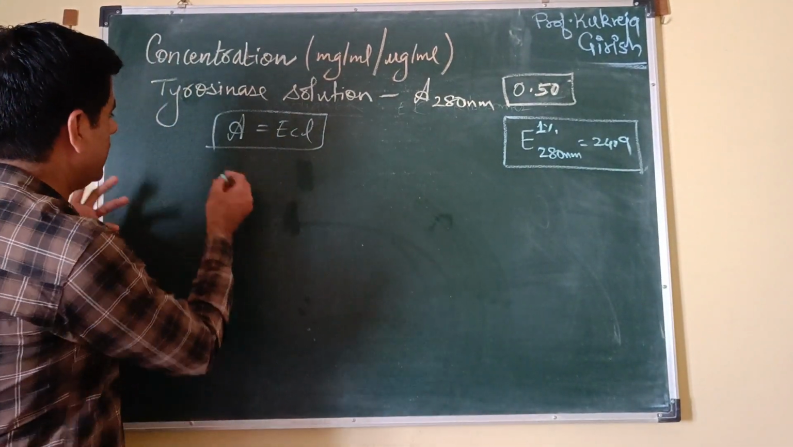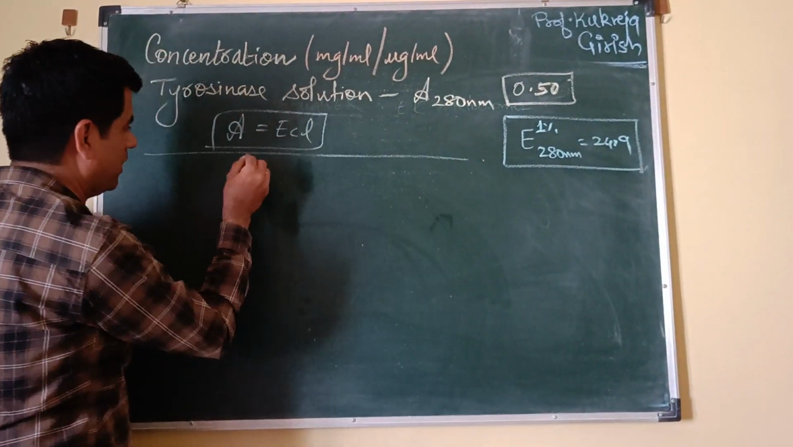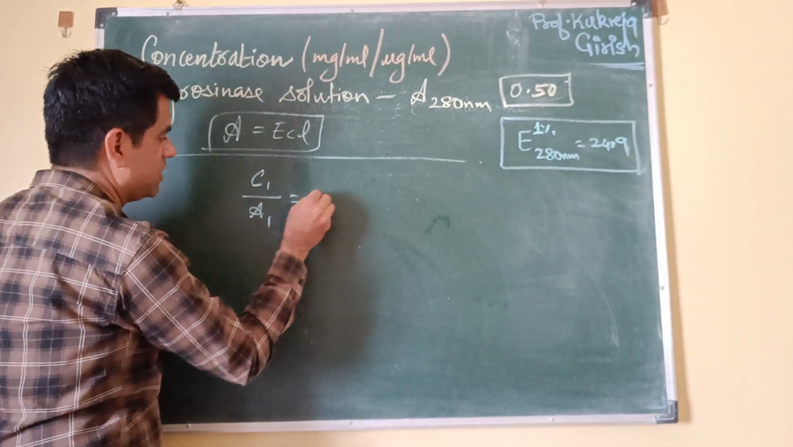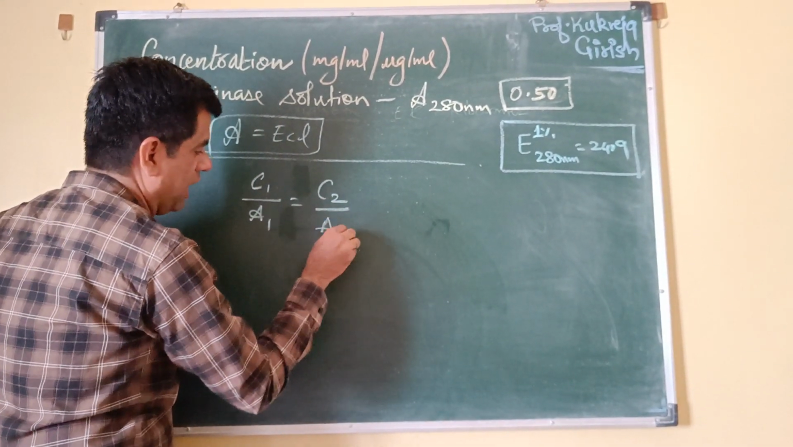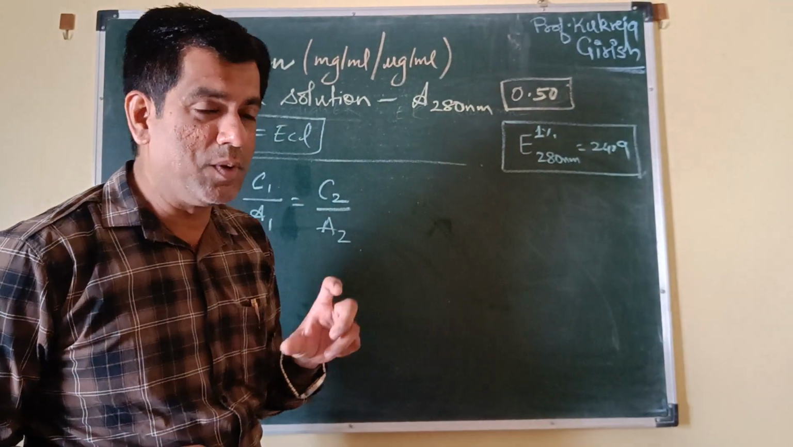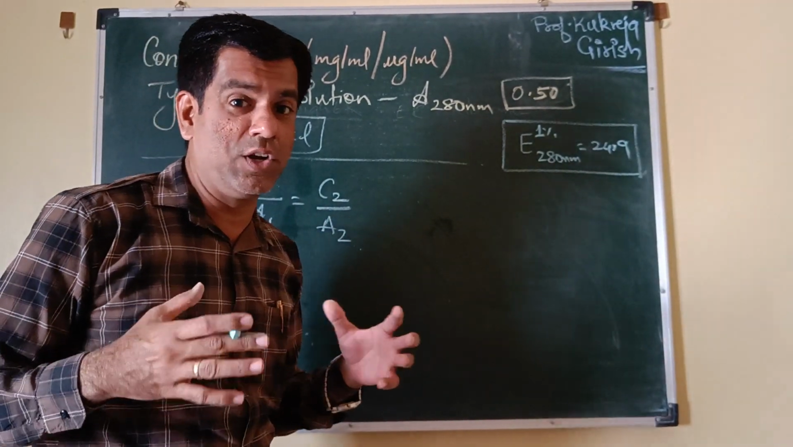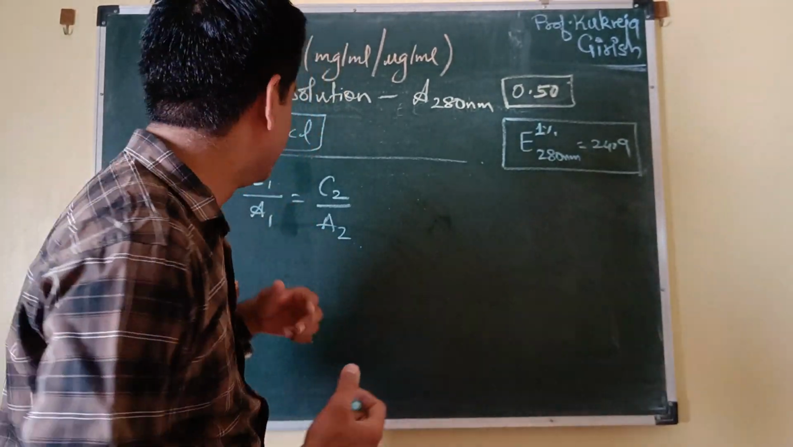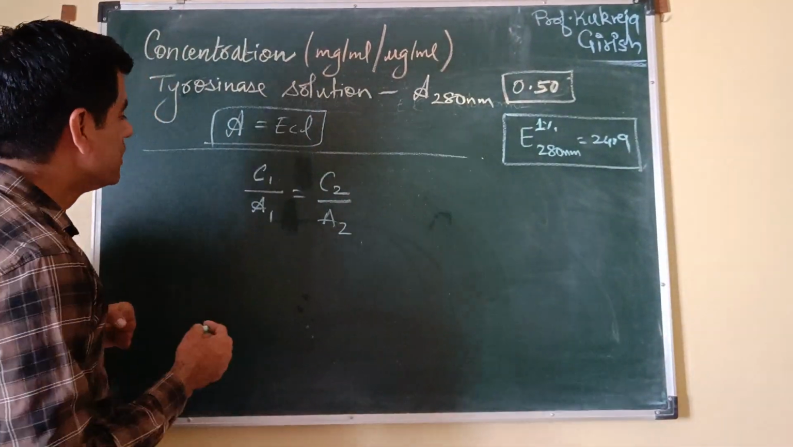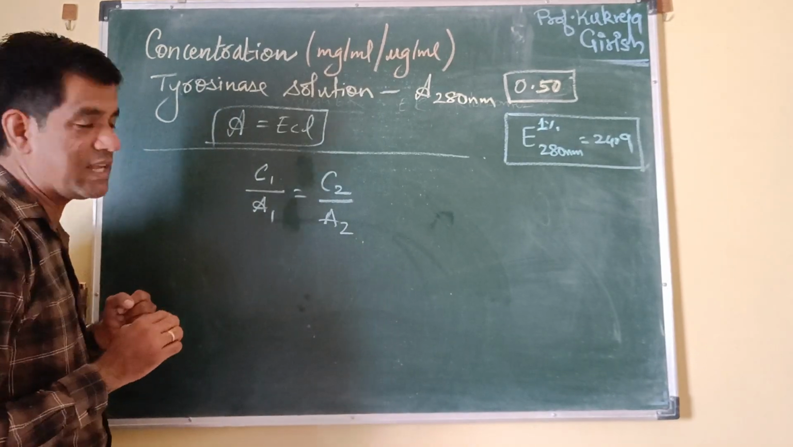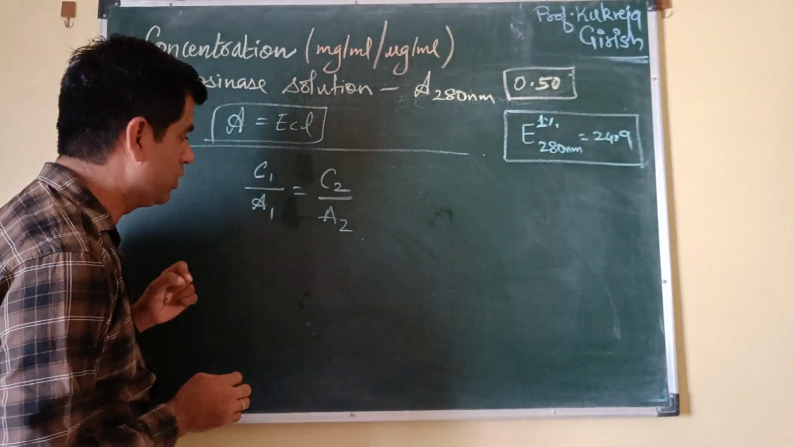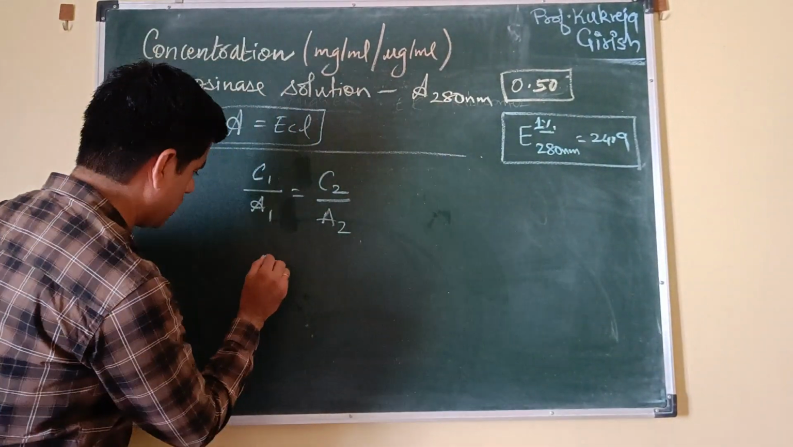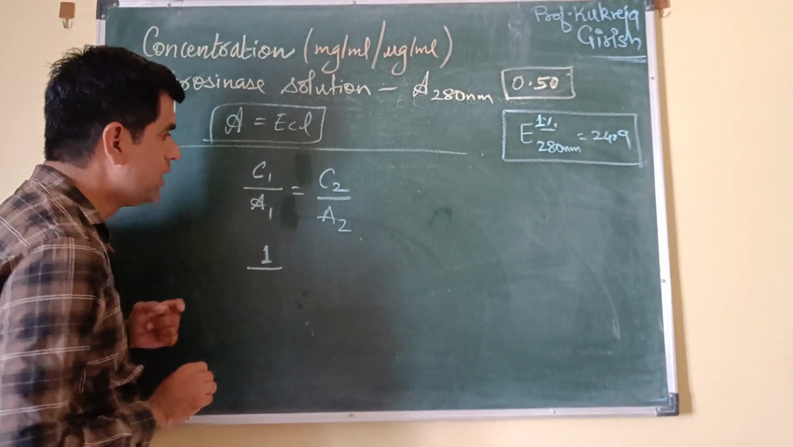Anyways, here I have a better option. Using this, you can go for C1 upon A1 equal to C2 upon A2. It is like the simple problems you used to solve in lower standards: if one apple is for this much, then 10 apples are for how much? Similar kind of thing here. We have the standard concentration C1 which we know, that is 1%, so I'll take 1.